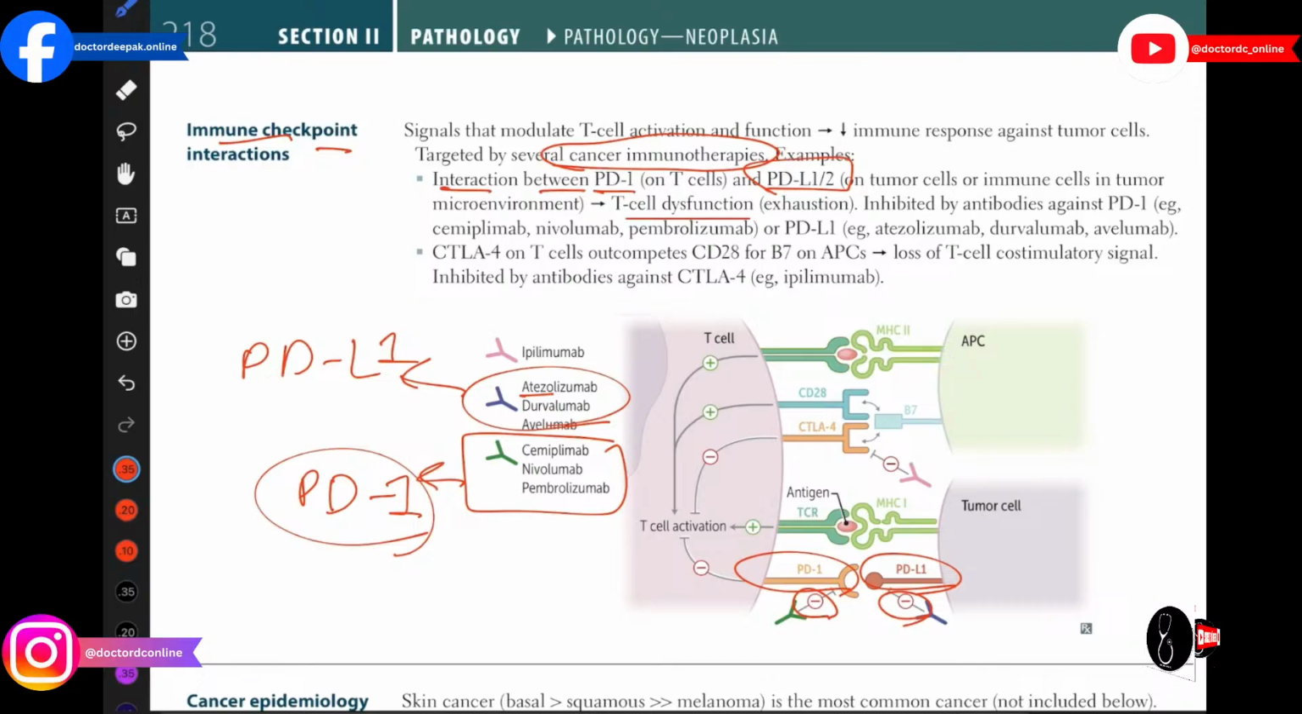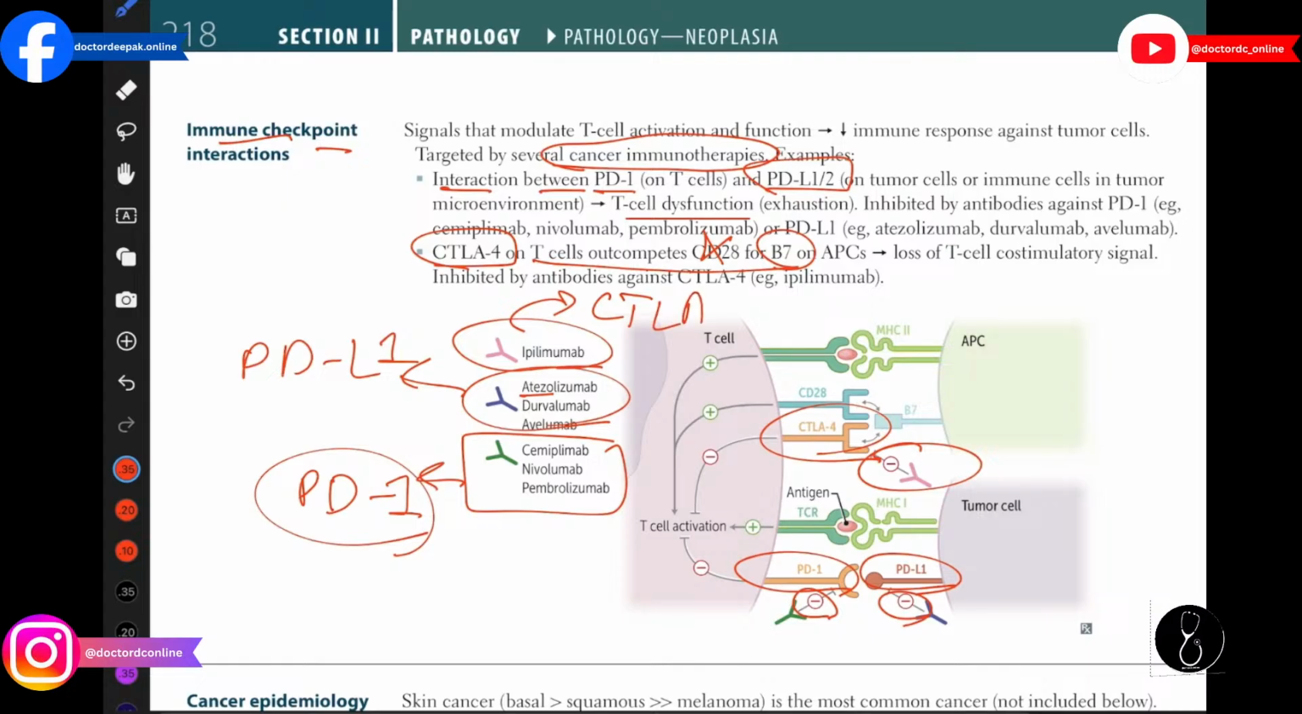And second is CTLA4, which attaches to B7 instead of CD28 and also causes loss of function of the T cell. To stop this interaction, we use antibodies like ipilimumab. Ipilimumab inhibits the function of CTLA4. By these immunotherapies, we increase the immune response of the body against the tumor cells. Okay? After the immunotherapies, the immune response will increase.